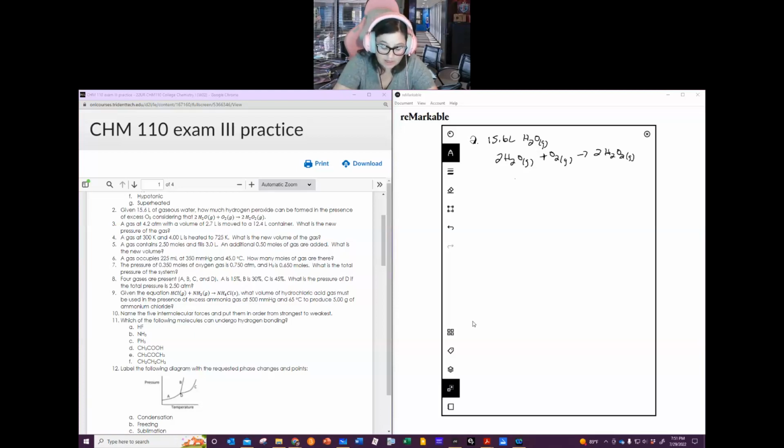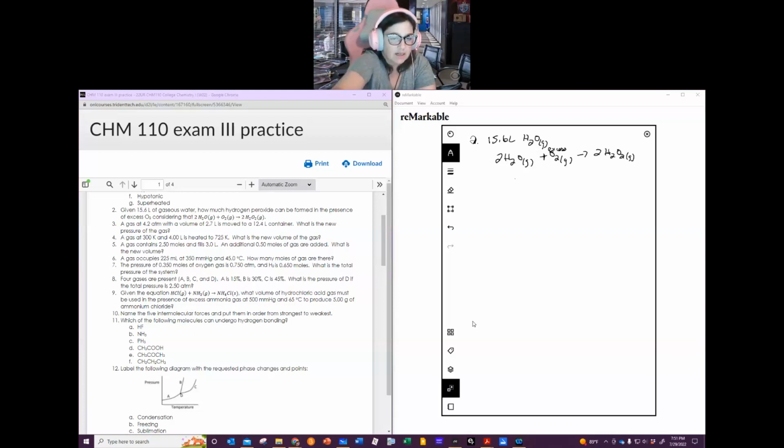I know that I have an excess of O2. So I know my 15.6 liters is going to be what's limiting me, because no matter how much I have, it can't be as much as the excess that I have of the other. That's what that excess means. I also know that all of these things are in the gas phase. So chances are I'm going to be working with one of my gas laws.